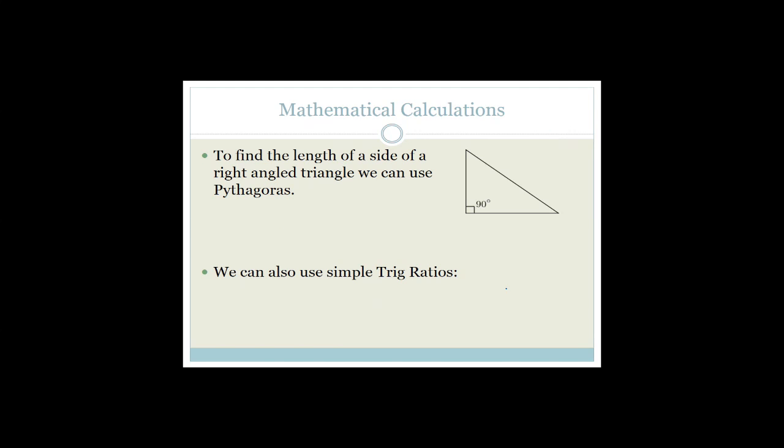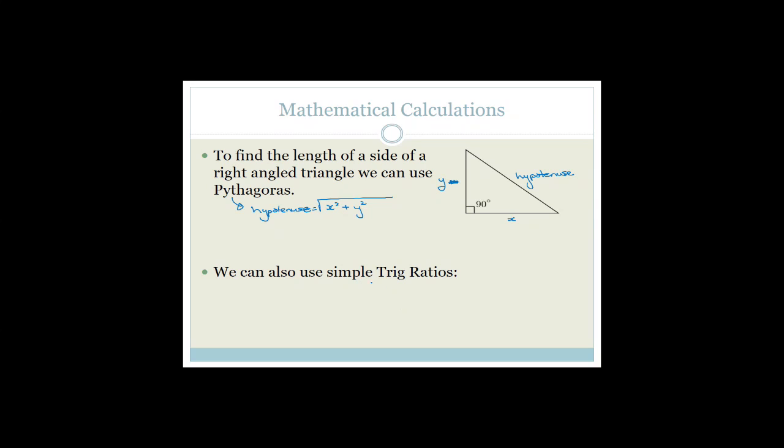So if we had to do this, we need to use some mathematical calculations, and you need to know a bit about Pythagoras, and a little bit about simple trig ratios. So let me just give this to you. If you have a right angle triangle, and this is Y, and this is X, then this side here is the hypotenuse. The hypotenuse can be given as the square root of x squared plus y squared, and that is Pythagoras's theorem.